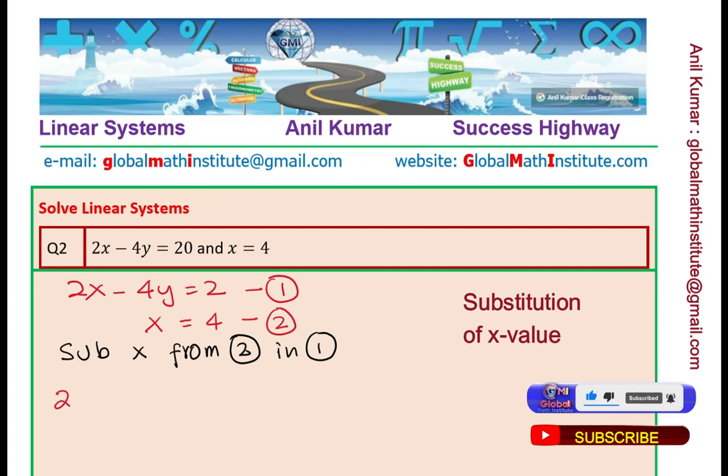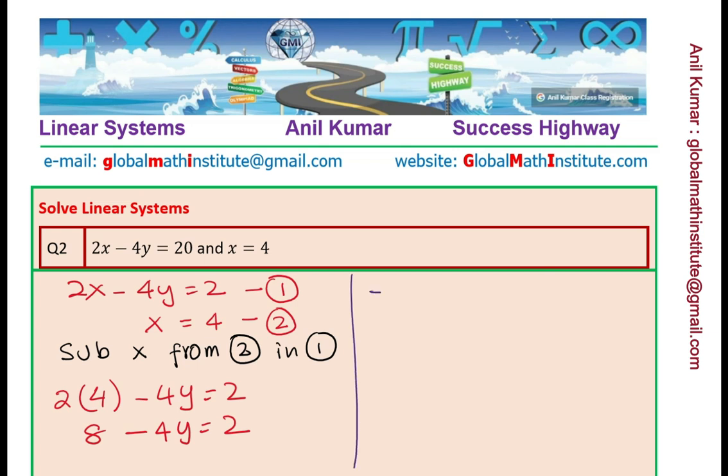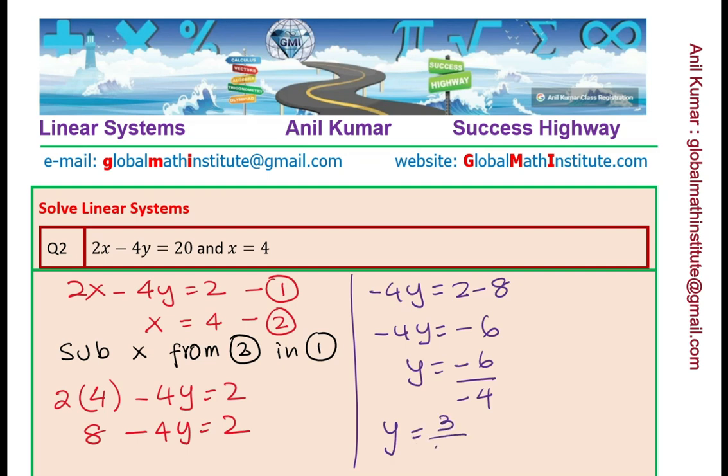We get 2 times x, which is 4 for us, minus 4 times y equals 2. So 8 minus 4y equals 2. Now let's solve for y, correct? So we have minus 4y equals 2 minus 8. So minus 4y equals minus 6. Y is equal to minus 6 divided by minus 4, which is positive 3 by 2. Correct? And so we have our solution.